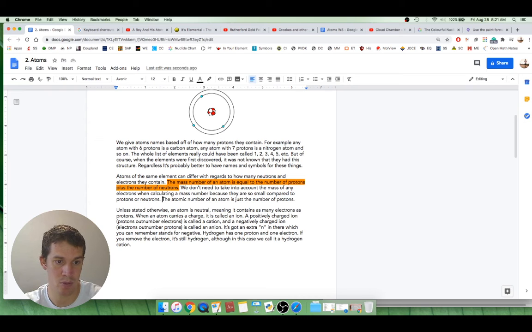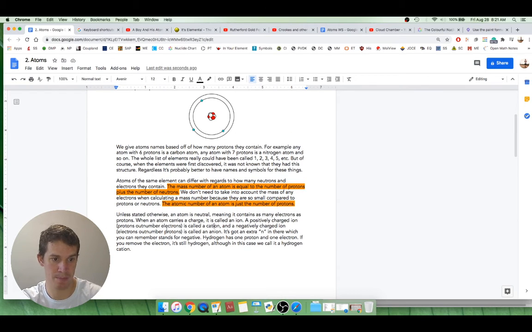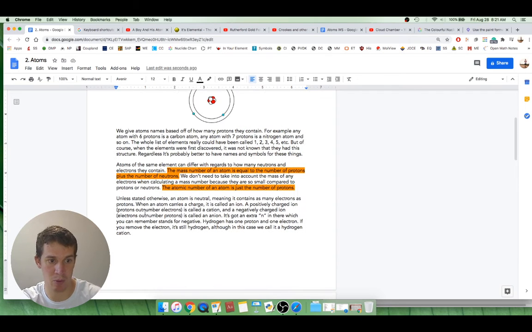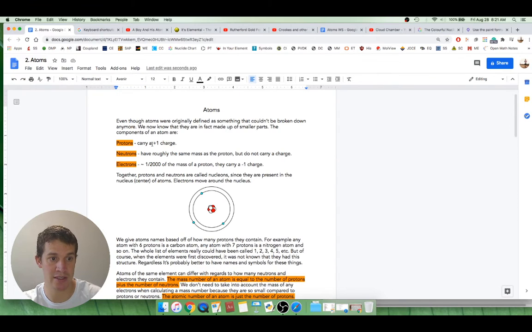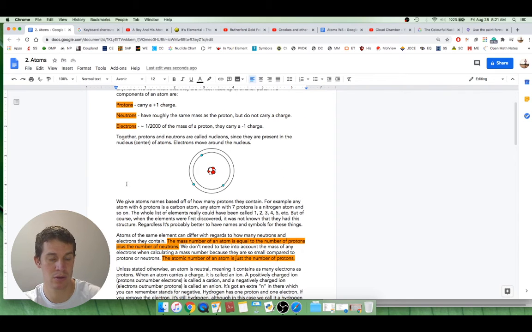There's also what we call the atomic number. This one's really simple. It's just the number of protons. Just a couple more things. Unless it's stated otherwise, an atom is neutral. What that means is the number of protons is equal to the number of electrons. Neutral here is referring to the charge. Each proton has a +1 charge. Each electron has a -1 charge. If the number of protons is equal to the number of electrons, all the +1s cancel the -1s, and there's no overall charge. For example, in this atom, we have 3 protons and we also have 3 electrons.